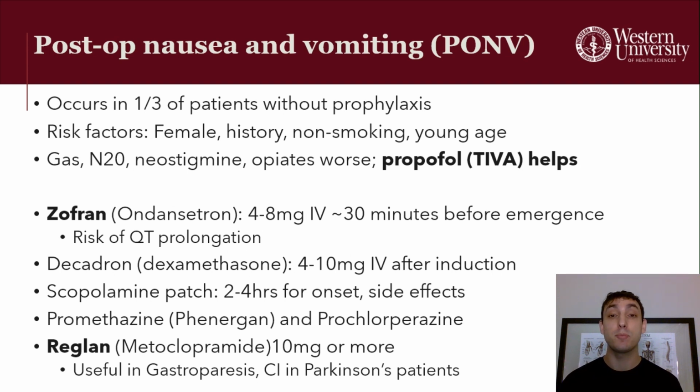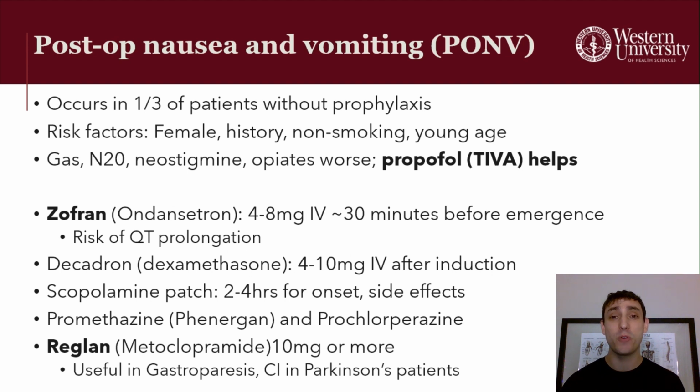Phenergan or promethazine and prochlorperazine you'll often see post-op. And Reglan is also given as well, very commonly. This is metoclopramide. It is pretty useful in patients with gastroparesis, so like a diabetic patient, think about this. Definitely don't use it in Parkinson patients since it has anti-dopaminergic action.